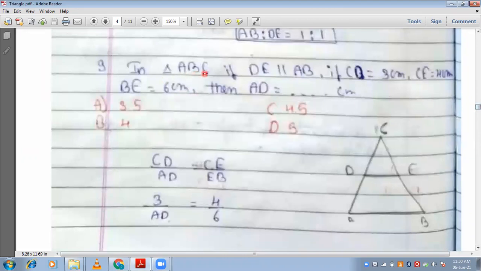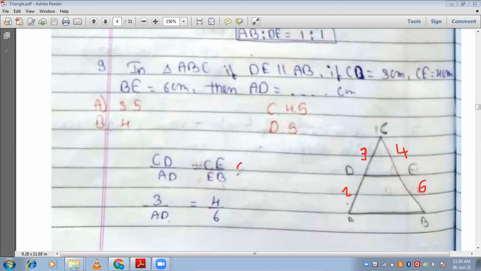Ninth question. In triangle ABC, if DE is parallel to AB, if CD is equal to 3 centimeter, CE is equal to 4 centimeter, BE is equal to 6 centimeter, then AD is equal to dash centimeter. Here they given CD length, CD is 3 centimeter. Next, CE is 4 centimeter. Next, BE is 6 centimeter. Then AD is question mark.